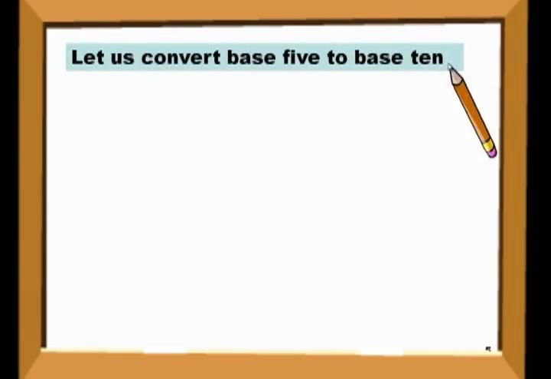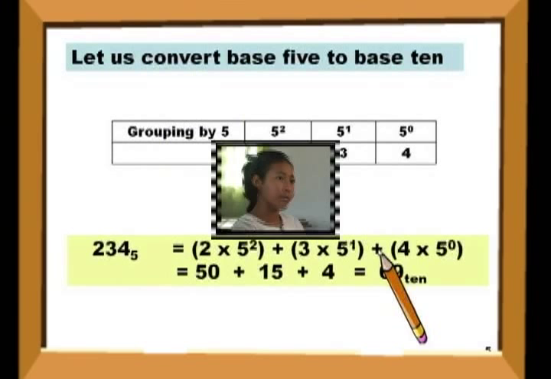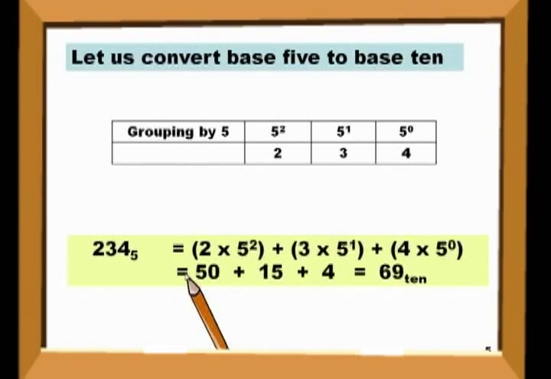Grouping by 5, we have 234 base 5, and if we expand that, we will have 2 multiplied by 5 to the second power, which is added to 3 by 5 to the first power, and then that is added to 4 by 5 to the zero power. And then we have 50 plus 15 plus 4, and that is equal to 69 to the base 10.